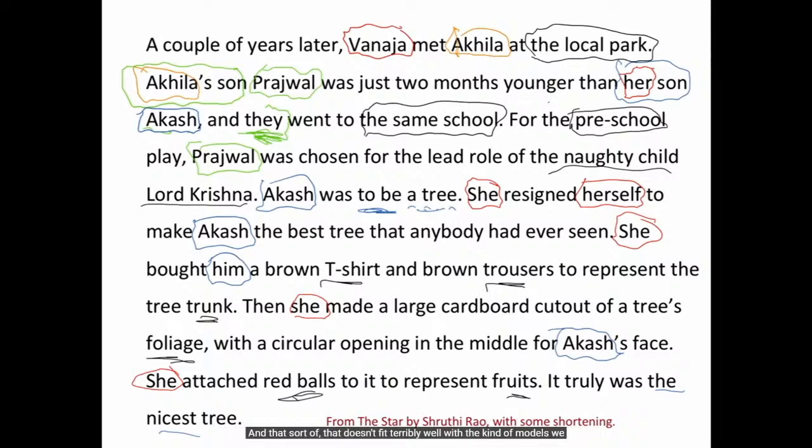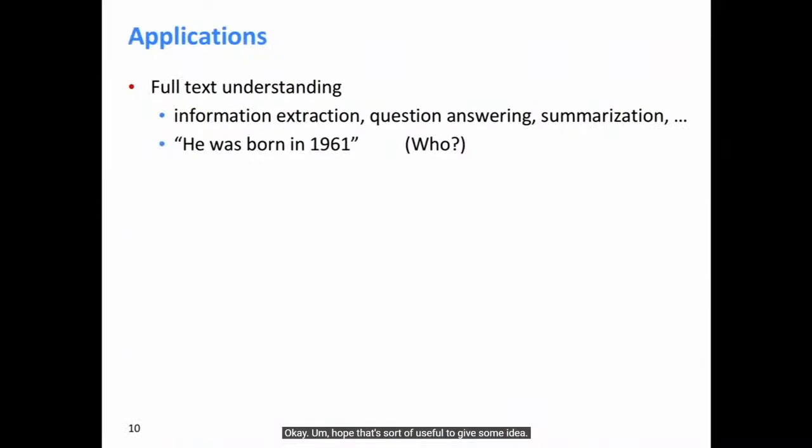And that sort of doesn't fit terribly well with the kind of models we use with coreference either, because really we make our coreference models basically out of this notion of entities, but somehow there's this complexity that, you know, human beings have parts too, right? We have hands and faces, and we can say, oh, that's a separate entity, but they're somehow involved with the other entity. Okay. Hope that's sort of useful to give some idea.